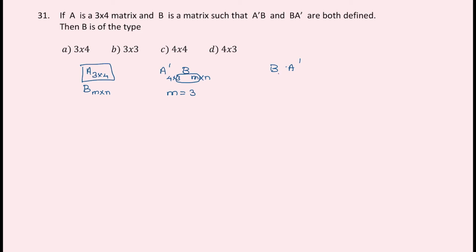Here, B A dash is also defined. B is of order M by N. A dash is of order 4 by 3. This multiplication is also defined when the number of columns of the first is equal to the number of rows of the second matrix. So N value should be 4. Now we said B is of order M by N. Therefore, B is of order 3 by 4. A option is the correct answer.